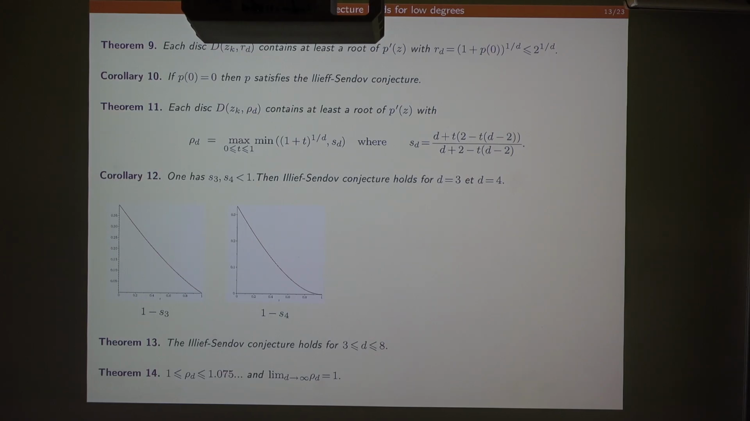Hence, we have the situation: the conjecture holds for certain polynomials. The conjecture holds when the roots have a certain distribution, for instance, when the roots are on the unit circle. And the conjecture holds when the degree is less than 8. For degree 2 it is evident.